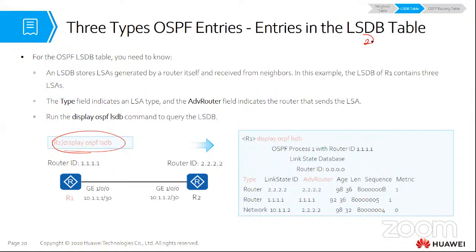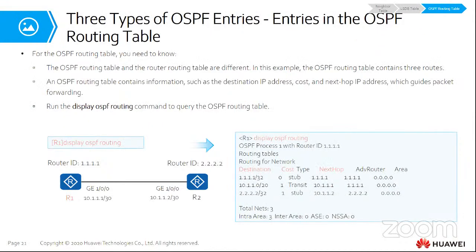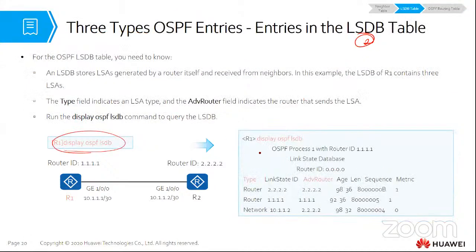The third table that OSPF players need to maintain is the OSPF routing table. Please note, the OSPF routing table is specific to OSPF. It's a routing table that lists all routes that have been learned through OSPF. Note that for the link state database table, there are a number of important fields: the type field, the link state identifier, the advertising router, the age, the length, the sequence, the metric. There are many types of link state adverts outside the coverage of this particular level.